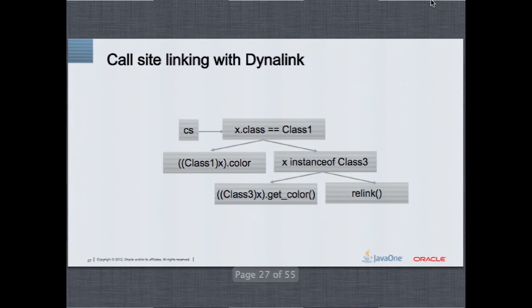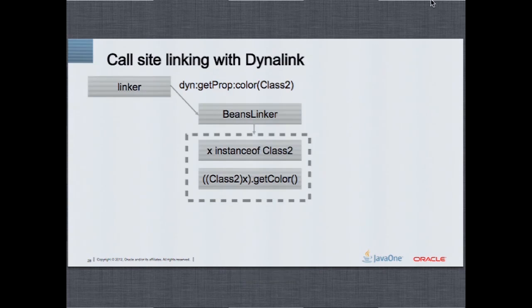So what happens in the next step is that we had this part. And now the CallSite will again recompose it into this cascading set of tests saying, all right, if what I got is of class 1, then I will invoke this. If I didn't, I'll see whether I get a class 3, then I will invoke this. Otherwise, again, go and relink. And then on a third iteration, you get the idea.